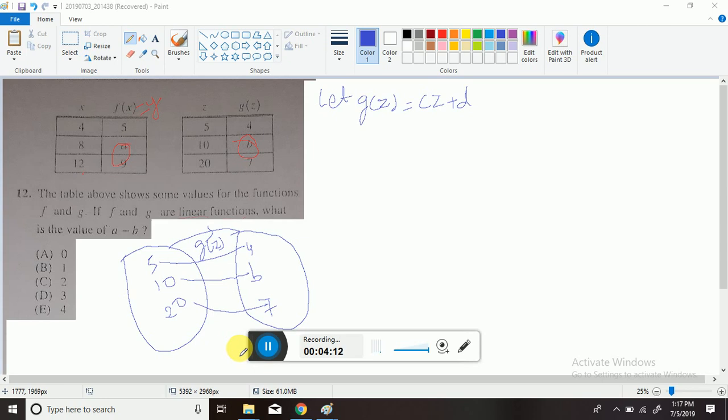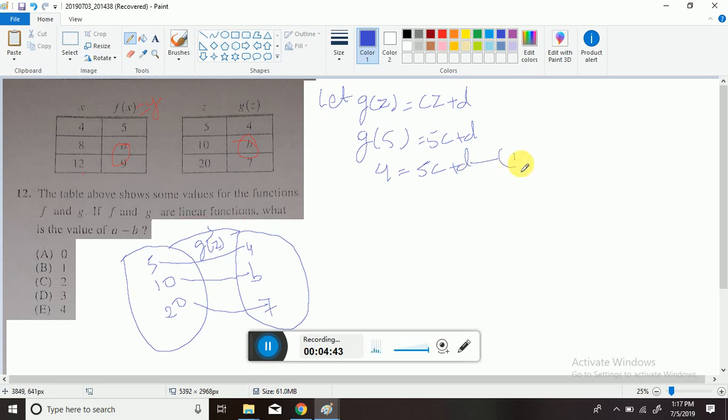Okay, now let us see the function for g z. Similar as we did before, now our consideration is cz plus d. Accordingly, what we can get from here is when z value is 5, g5 equals z replaced by 5, so 5c plus d. But what is the value of g5? G5 is 4. That is 4 equals 5c plus d.